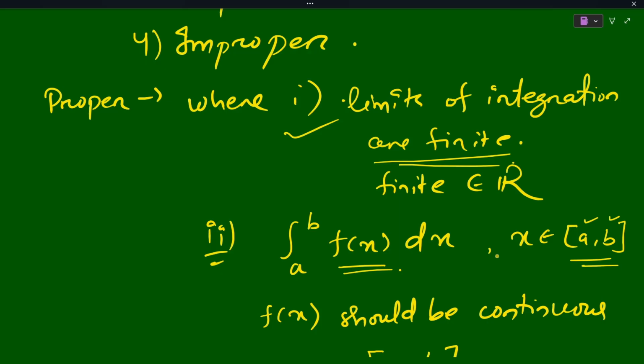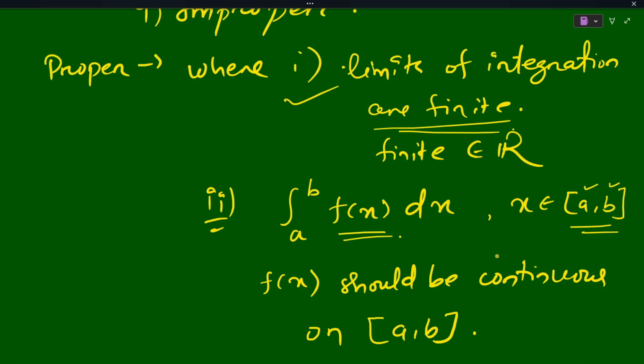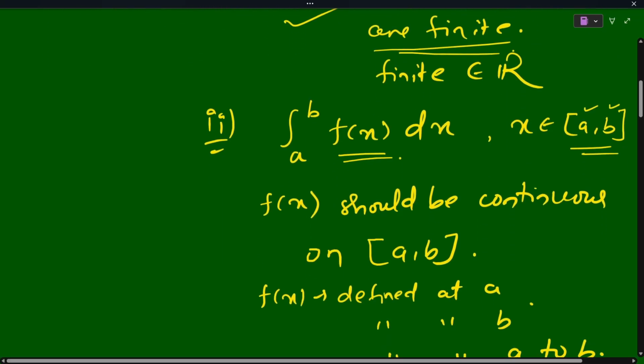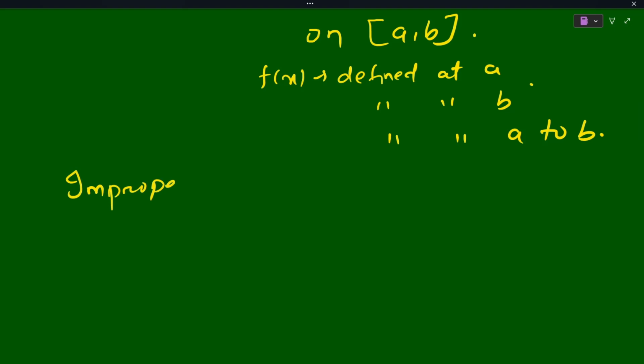Or what can happen? In the second condition it is written that f of x should be continuous on this closed interval ab. So in the second condition we may see that f of x may not be continuous on this a to b. On that basis this improper integral is divided into several categories. You may write each category under a different type for better understanding.